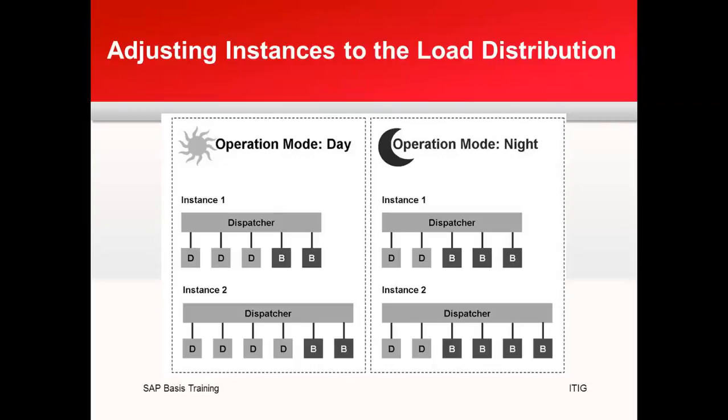So here is an example. You can see in instance 1 you have a dispatcher, 3 dialog work processes and 2 background work processes. In instance 2 you have 4 dialog work processes and 2 background processes. Then there is another operation mode that is created, called the night mode, where instance 1 has 2 dialog work processes and 3 background work processes. Same thing goes with instance 2, you have 2 dialog work processes and 4 background work processes.